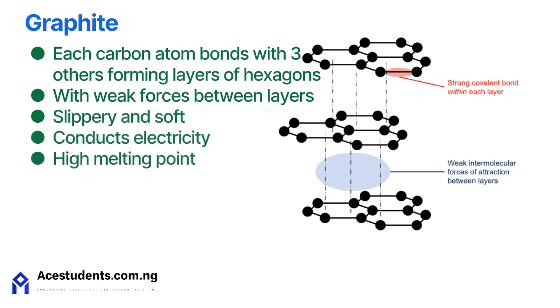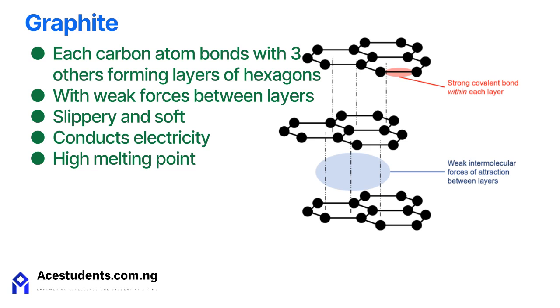Because the layers can slide over each other, graphite is slippery and soft, useful as a lubricant. It conducts electricity because of the free electrons that move through the structure. It also has a high melting point due to strong covalent bonds in each layer.